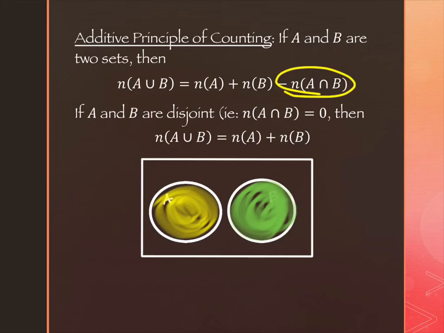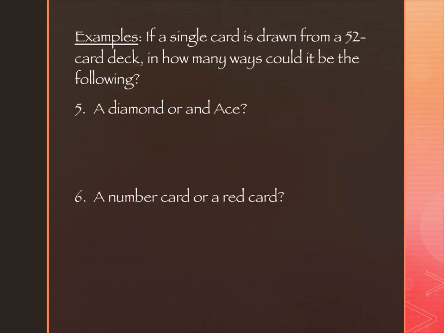Okay, so you ready to take a look? Like I said, all we're doing on these is selecting 1 card. A single card is drawn from the 52 card deck. In how many ways could it be the following? The first one says a diamond, or that should say, not and, or an ace.